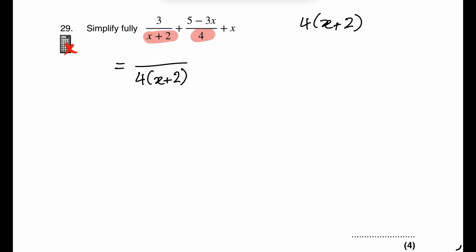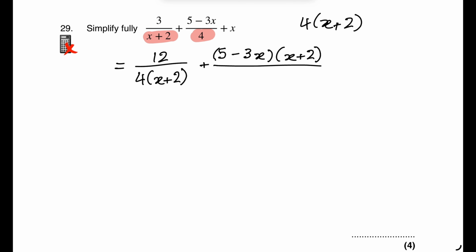Okay, so for that first fraction, I've multiplied by 4 on that denominator. So I need to multiply by 4 on top as well. So that will be 12 over 4x plus 2. The second fraction, I've multiplied by x plus 2. So I've got 5 minus 3x times x plus 2.